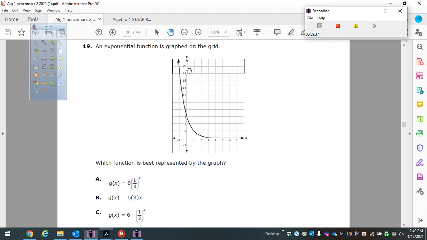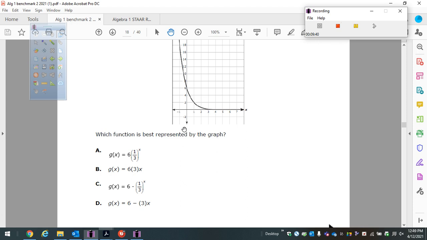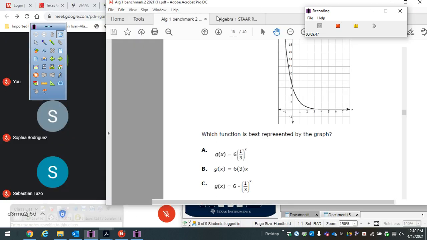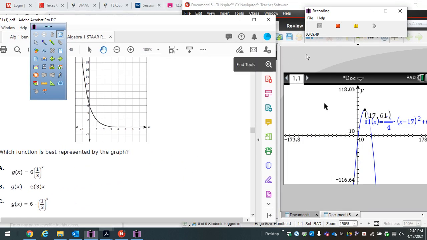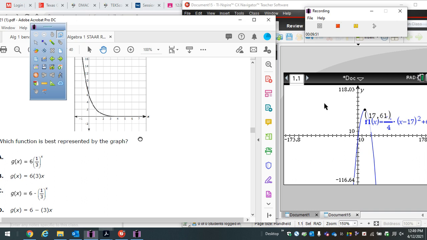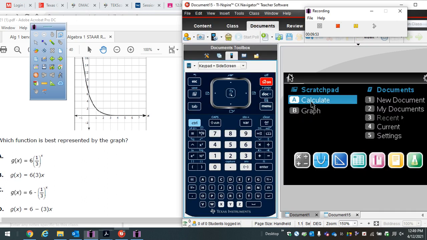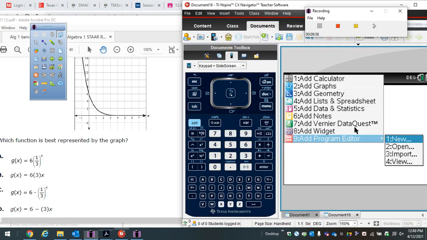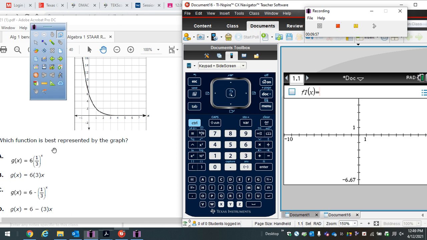An exponential function is graphed in the grid. Which function is best described? Okay, so we basically want to go through 6 and pretty close over here. So I'm just going to graph it. Let's see which one resembles it the most. Graph. Remember, this is graph it as y equals.